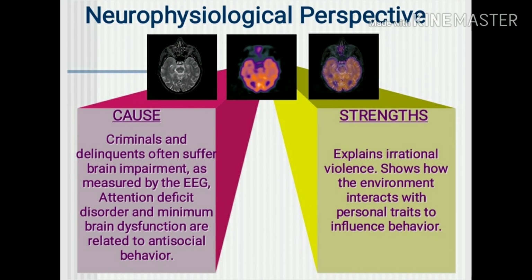The second one is the neurological. The major premise of the theory is that criminals and delinquents often suffer brain impairment, as measured by the EEG. Attention deficit hyperactivity disorder and minimal brain dysfunction are related to antisocial behavior. The strength of the theory is that it explains irrational violence. It shows how the environment interacts with personal traits to influence behavior. The research focuses on ADD, ADHD, learning disabilities, brain injuries, and brain chemistry.